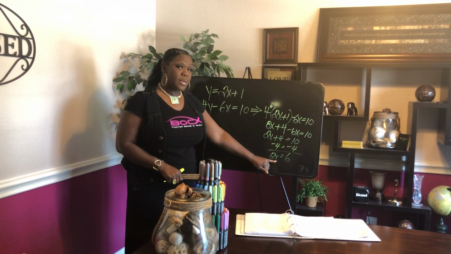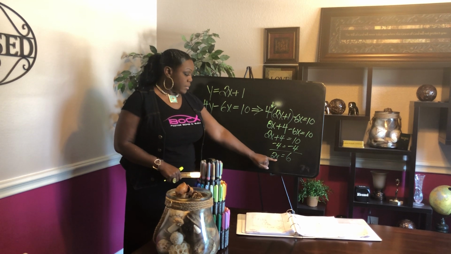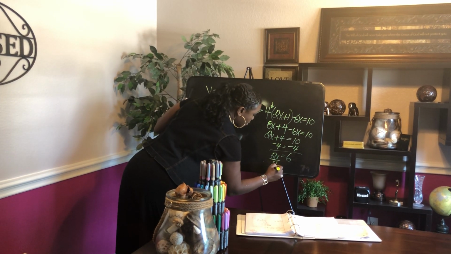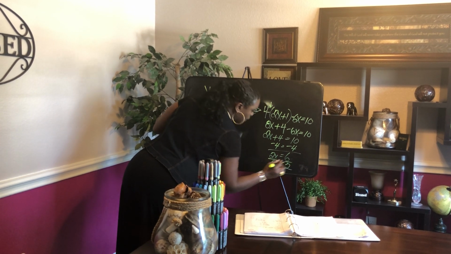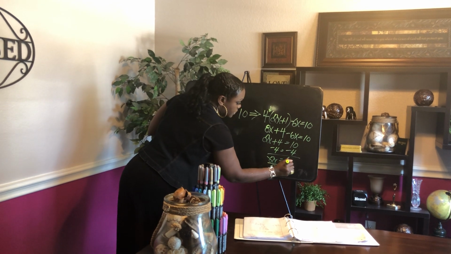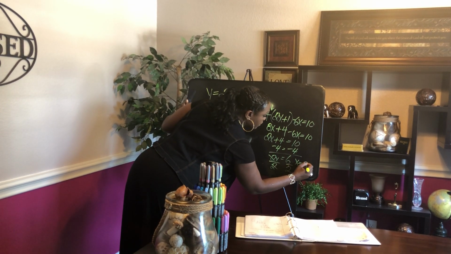Remember, whatever you do to one side, you have to do to the other. So we're going to divide by 2 and divide by 2. The 2 and 2 cancel out. 6 divided by 2 is 3. So your answer: x equals 3.